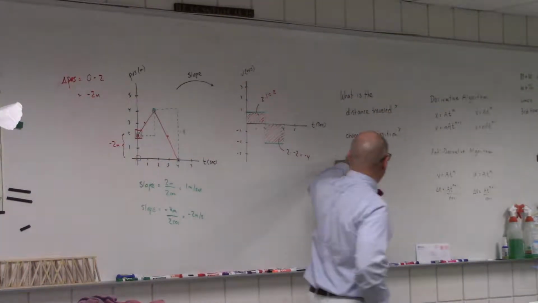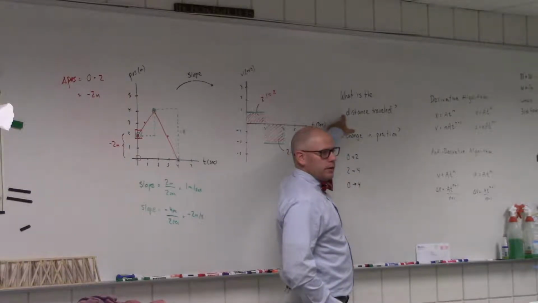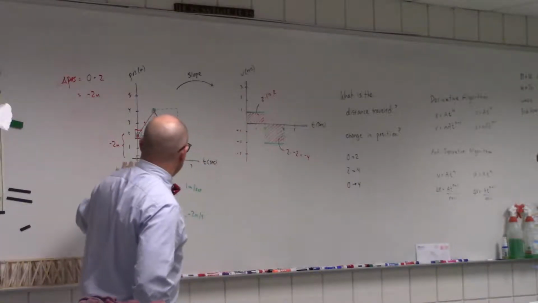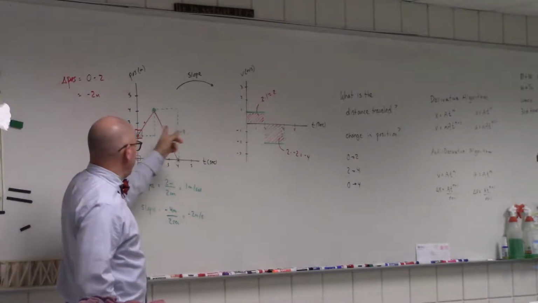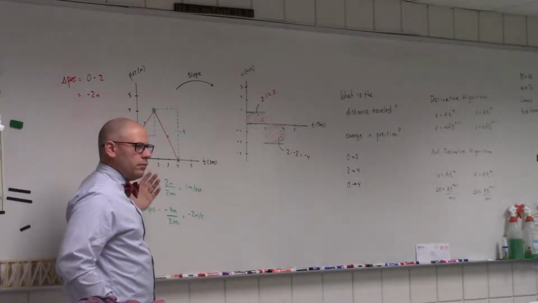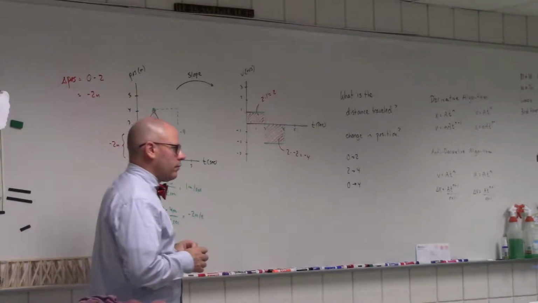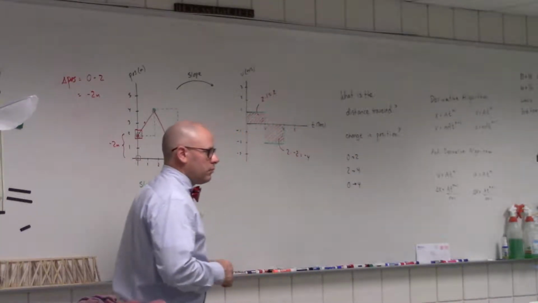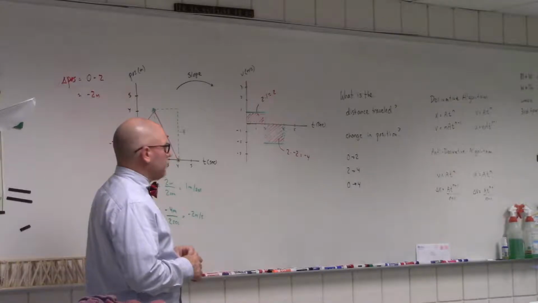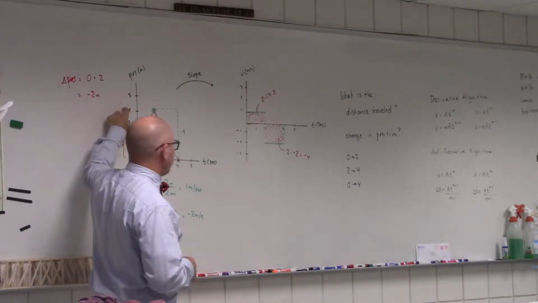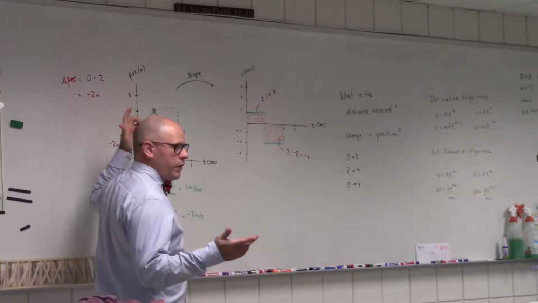So, from 0 to 2 seconds, what was the distance traveled? You can get it from either one of these, it's fine, but he started at 2 and he went to 4, right? So how far did he travel? 2 meters, that's right. What's the change in position from 0 to 2 seconds? His final position is 4, his initial position was 2. So the change in position is 2 meters, right?